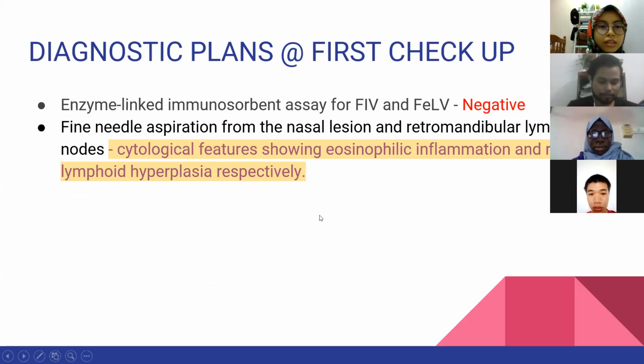Okay, the diagnostic plan during the first checkup: after the CBC was done, the cat was also tested with enzyme-linked immunosorbent assay, ELISA, for FIV and feline leukemia virus, and the result was negative. And then the cat had fine needle aspiration from the nasal lesion and the retromandibular lymph node. The cytological features showed eosinophilic inflammation and reactive lymphoid hyperplasia, respectively.